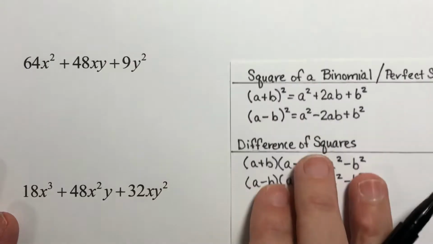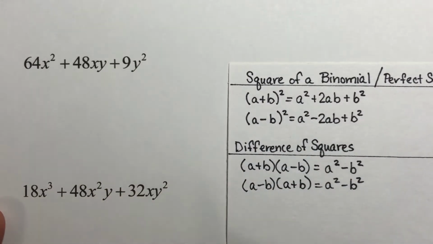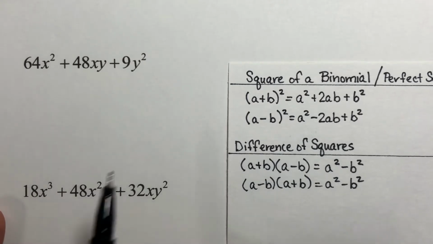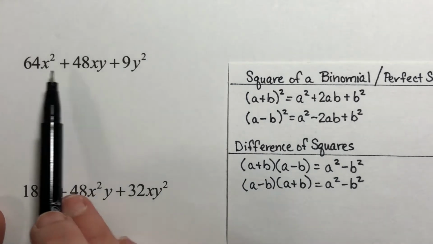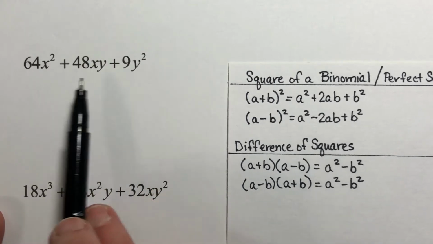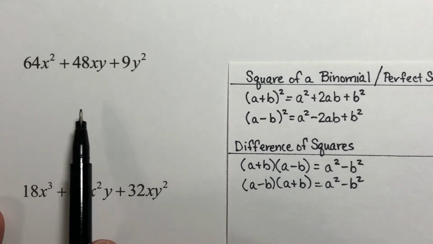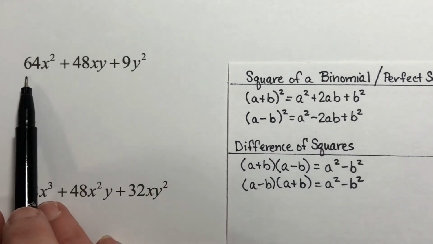Okay, next problem. This one has some extra variables in it. It doesn't really make a big difference. We look for a GCF, and there's nothing that comes out of both a 64 and a 9, so no number part. This one doesn't have a y, this one doesn't have an x, so no variable either. Check for squares on the ends.